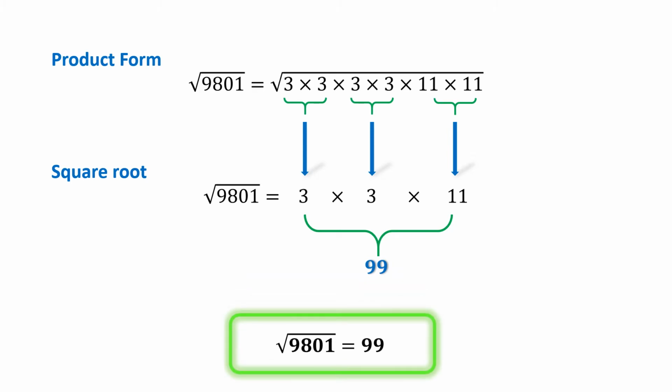So, the square root of 9801 can be written as a product of its factors inside the square root sign, and we can write each pair of two similar numbers outside the square root sign, and all numbers that we bring out should be written in product form as shown. Here we have two pairs of 3 and one pair of 11 inside the square root sign, so we bring outside two 3's, one for each pair, and one 11, and when we multiply them we have 99 as a result, so the square root of 9801 is 99.